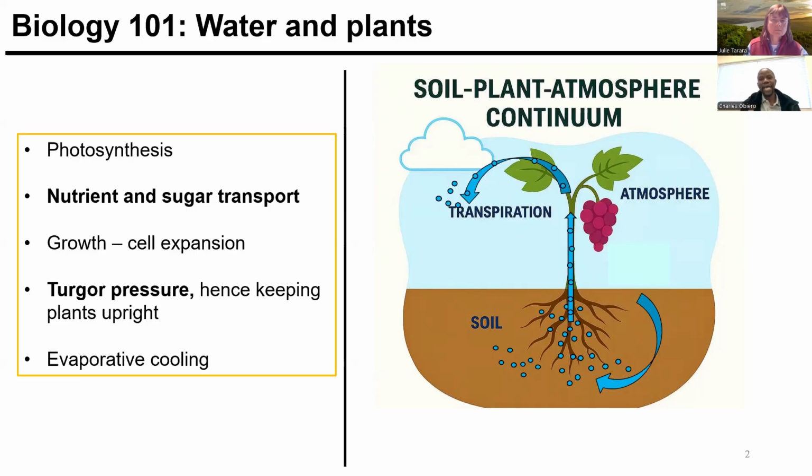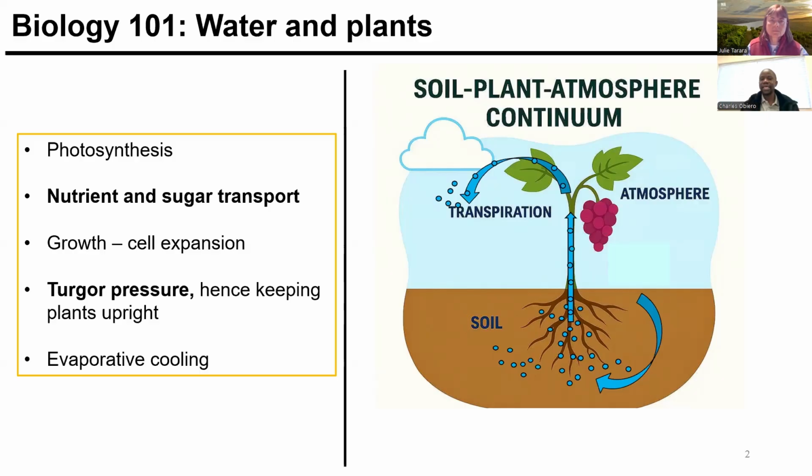Now, if we turn to how that water moves from the soil to the leaves, it's a simple concept called the soil-plant-atmosphere continuum. This basically describes the movement, in simple terms, of the water from the soil up through the stems of the plant and to the leaves and outside into the atmosphere.